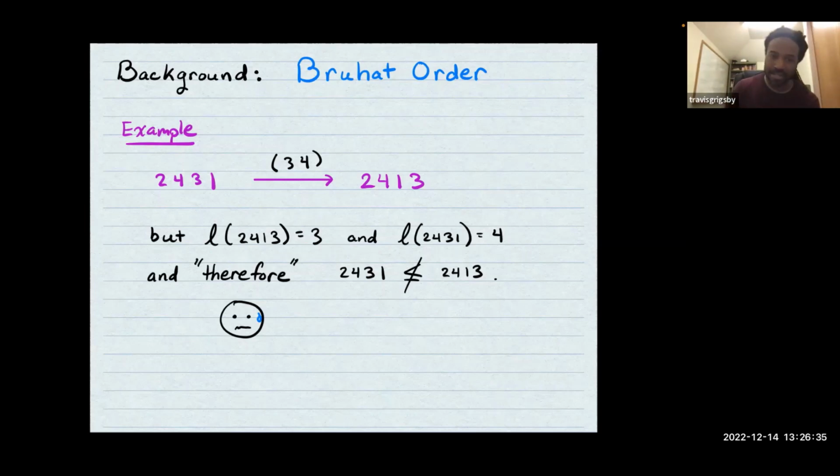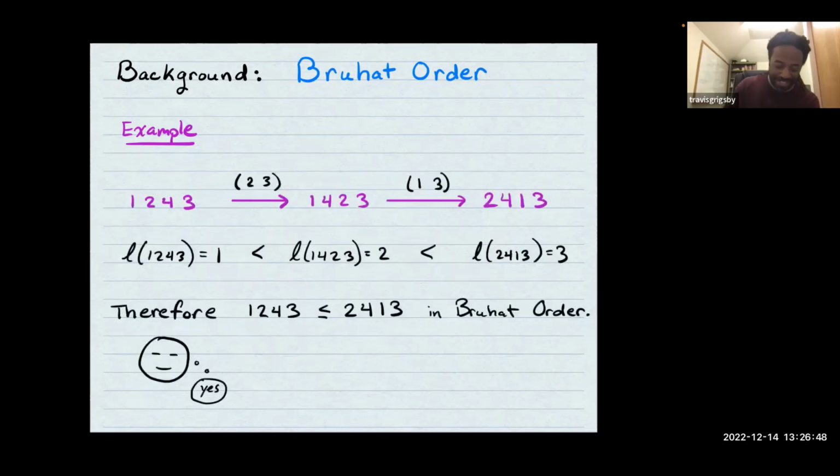You would somehow have to check all ways of going between those two, but because that's the only way you could have transposed and gone between those two permutations, that's exhaustive. But if you can find one sequence of transpositions that does it for you, then you have the inequality in Bruhat order. So here's a way to go from 1, 2, 4, 3 to 2, 4, 1, 3 using transpositions. The length goes up every time, and therefore you can conclude that 1, 2, 4, 3 is less than 2, 4, 1, 3 in the Bruhat order.